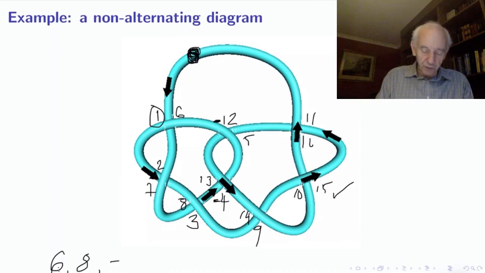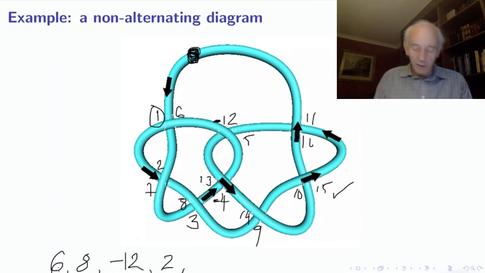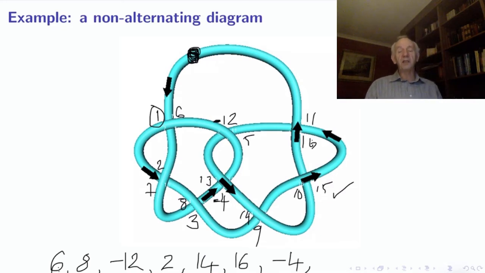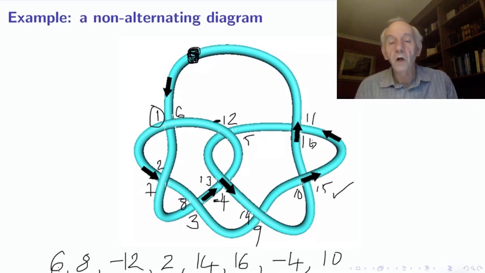7 is paired with 2. 9 is paired with 14. 11 is paired with 16, I think. And 13 is paired with minus 4. There must be a 15 somewhere, which is paired with 10. So that's the DT code of this particular knot diagram.